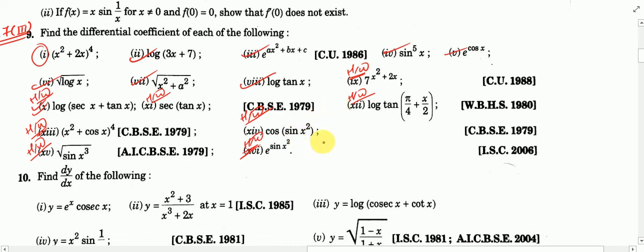The formulas related to trigonometric and inverse trigonometric functions are already available in your formula list, so you can use them from there. Okay, so this is all for today.